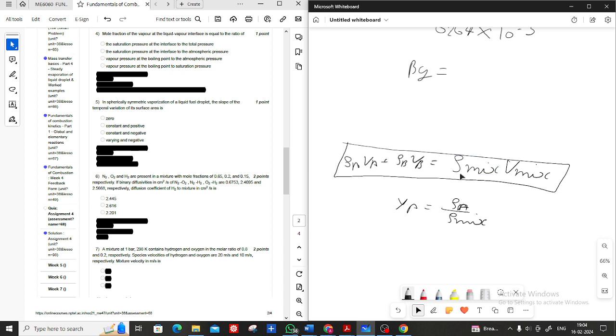The total mass flow rate of the mixture is equal to the mass flow rate of A plus the mass flow rate of B. There are two species, A and B. So mass flow rate of A plus mass flow rate of B is equal to the total mass flow rate.